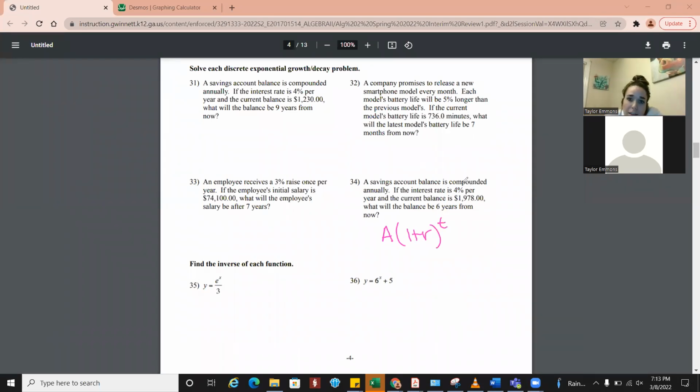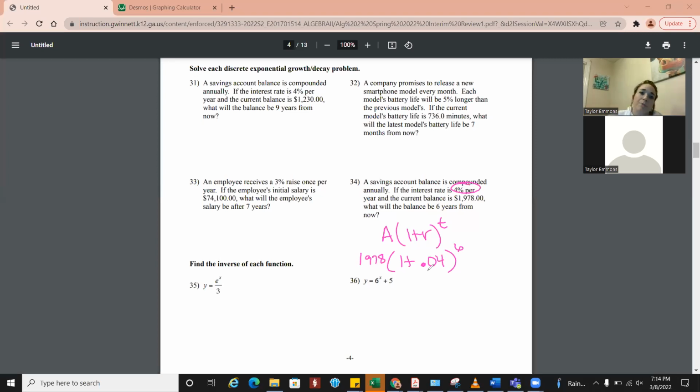It tells us that you've got 4% per year. So you're going to change that 4% to a decimal. So that's going to be 0.04 for that R value. And we got that 1 plus right here. And it even tells us that we've got 6 years. So 6 is going to go in for that T. Okay. Now it says the current balance is $1,978. That's going to be our A because that's our starting amount that we've got.